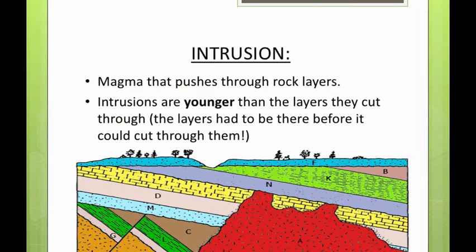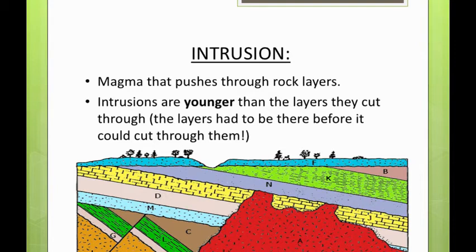Another type of cut is called an intrusion. An intrusion is caused by magma, which is melted down rock, super hot. It's the stuff that comes out of volcanoes and then becomes lava. So it's magma that pushes through the other rock layers. Intrusions are going to be younger than the layers they cut through. Again, these rock layers came first, and then the lava came through and intruded into their space.